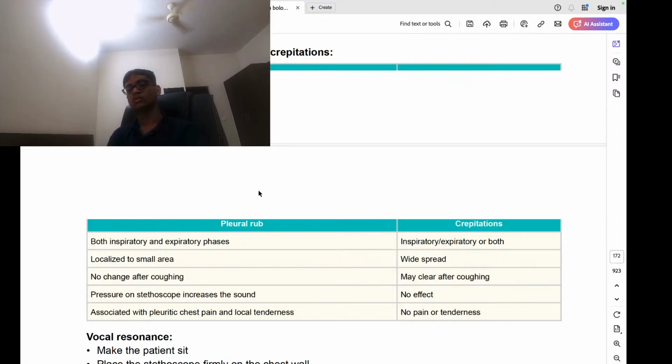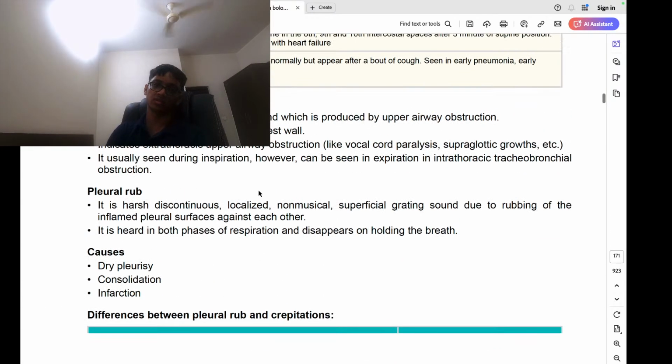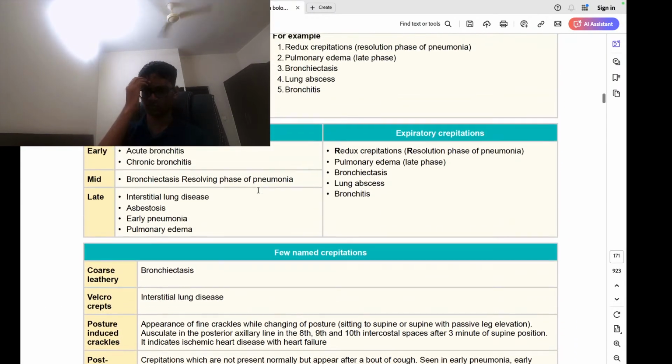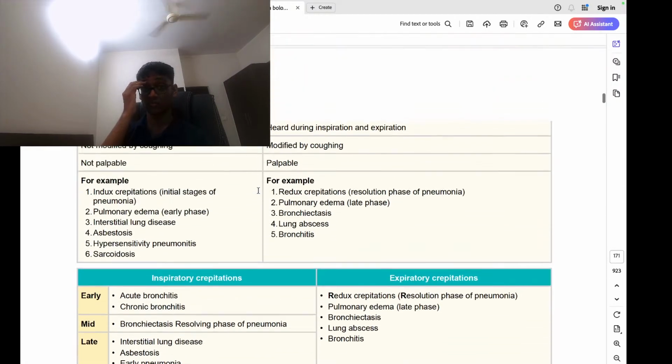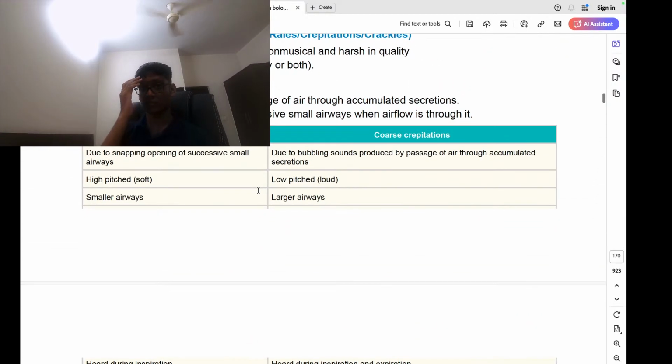Pressure on the stethoscope increases the pleural rub, but it has no effect on crepitation. Pleural rub is associated with pleuritic chest pain and local tenderness, whereas crepitation has no pain or tenderness. This is fine crepitation.